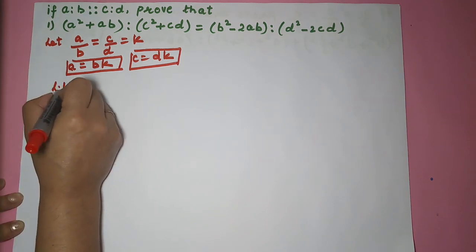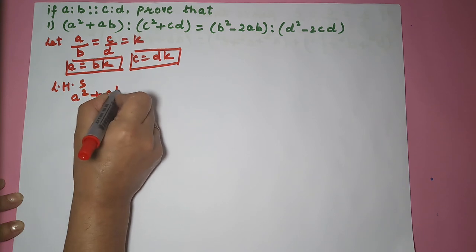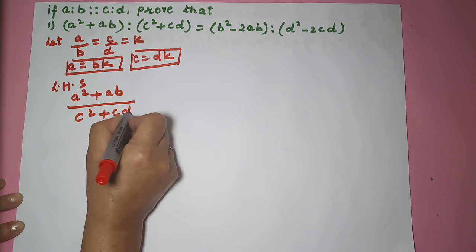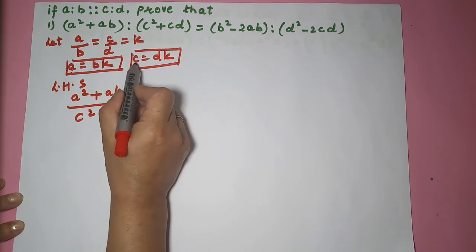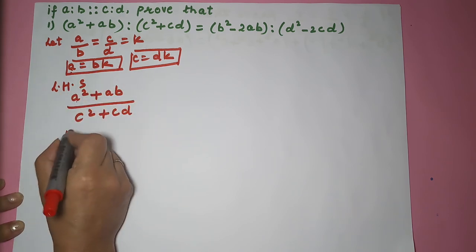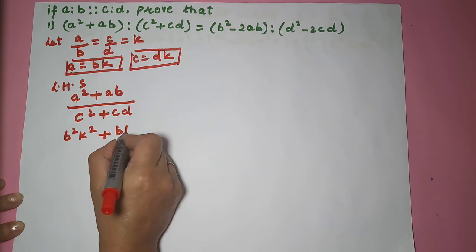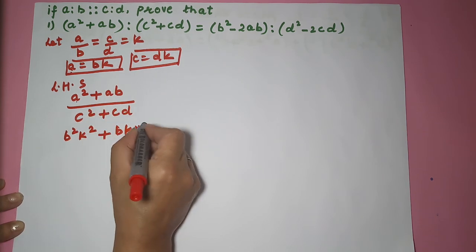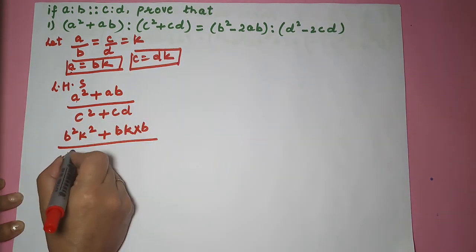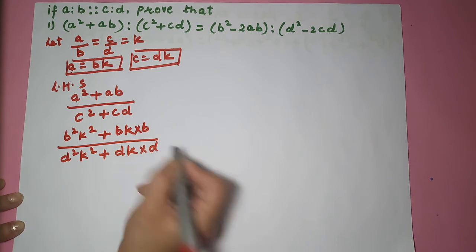So let me take the left hand side now. What is my left hand side? My left hand side is A square plus AB upon C square plus CD. So what I have to do is only replace the value of A and C. Rest I have to write as it is. So A square is B square K square plus A is BK and then there is one more B here. I'll write it as it is. C square is D square K square. C is DK. Then there is one more D.